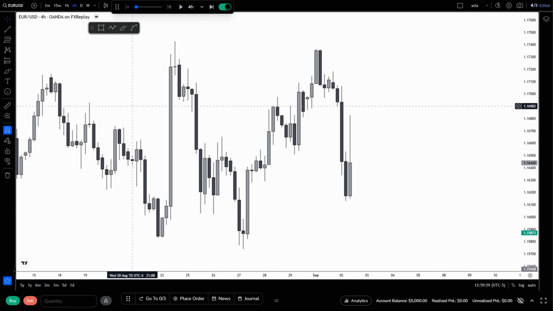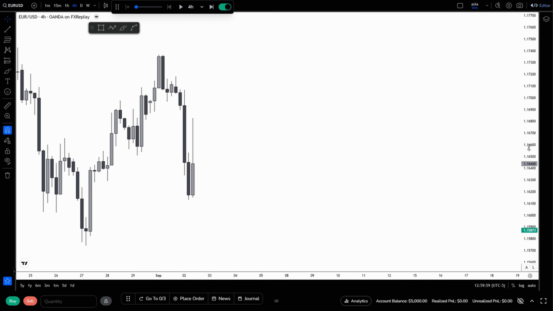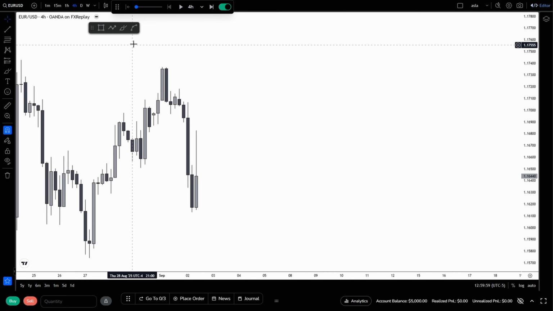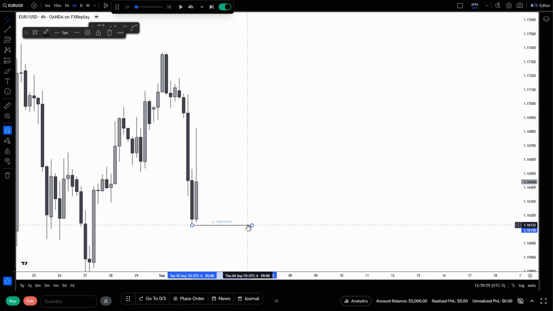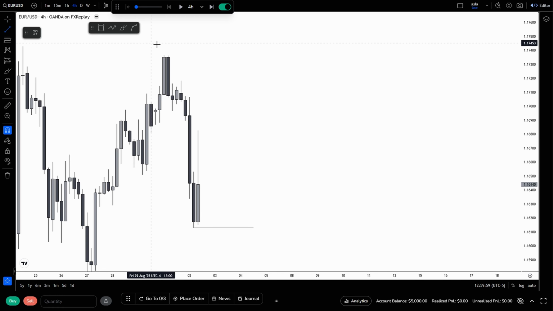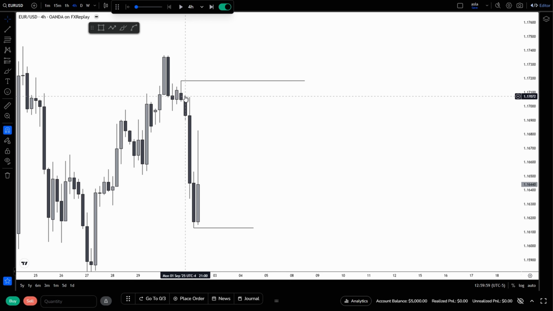Now we're going to practice identifying swing points along with buy-side and sell-side liquidity. Looking at this 4-hour chart, where are the obvious highs and lows? Right here we have a low. This would be considered sell-side liquidity because we have a low with a higher low on the left and a higher low on the right. We also have a high right here. This would be buy-side liquidity since there is a high with lower highs on both sides.